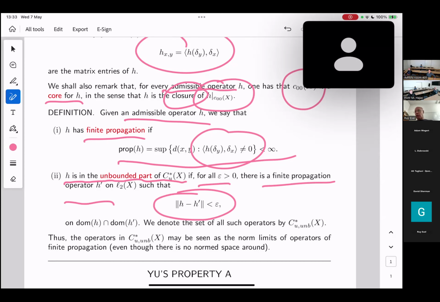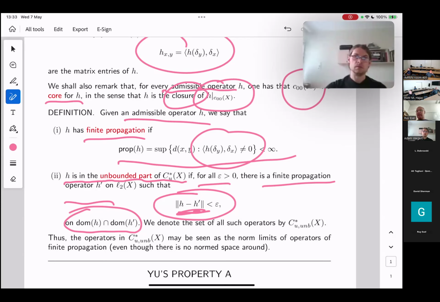And there's a question of which domain you look at when you compute this norm. So you look at the intersection of the domains. So H minus H prime is an operator on the intersection of the domains, so you can define the norm here. So we require that the supremum is finite, right? And so this is the definition of an operator being in the unbounded part of C star U of X. So in particular, this C00 of X is always a subset of this intersection of the two domains, yes?